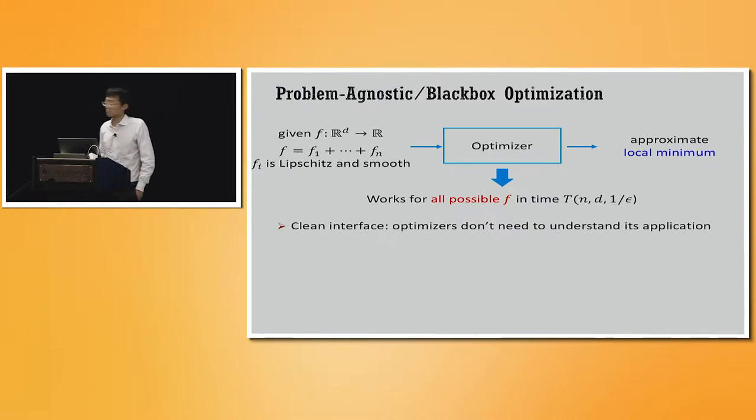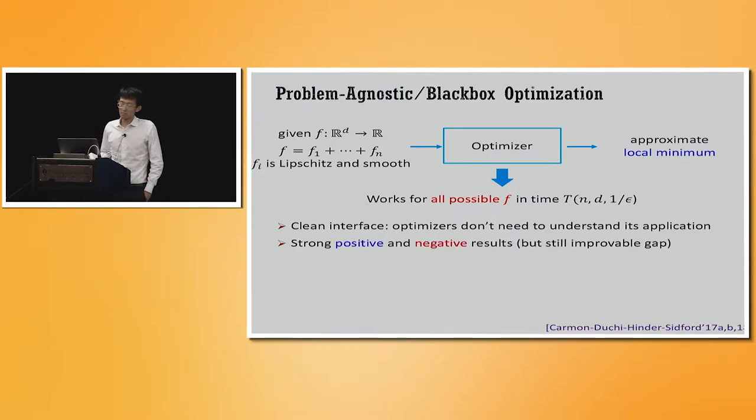I have to satisfy these simple properties. And there are strong positive and negative results. So we know upper bounds and lower bounds about the convergence rate. We have a lot of mathematical tools to make the bounds tighter and tighter. There are still some improvable gaps though.